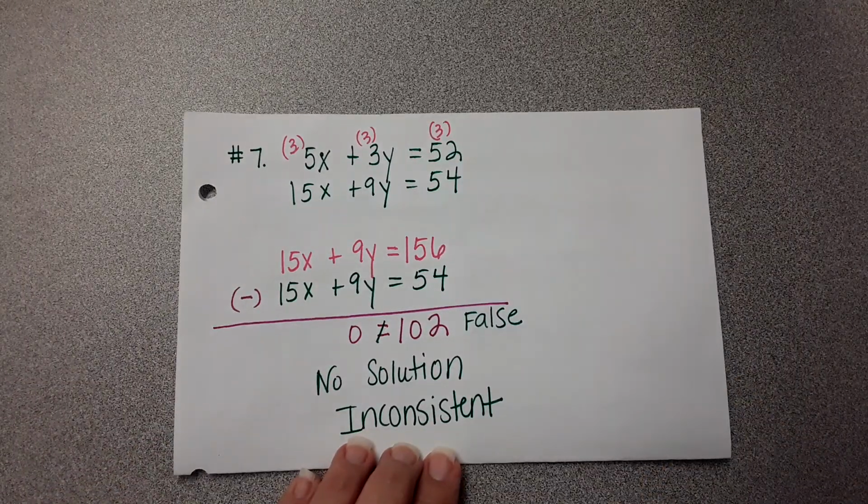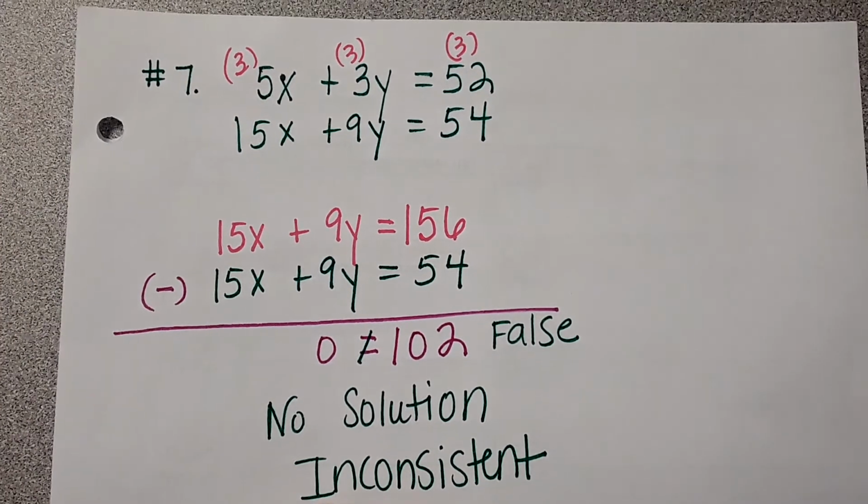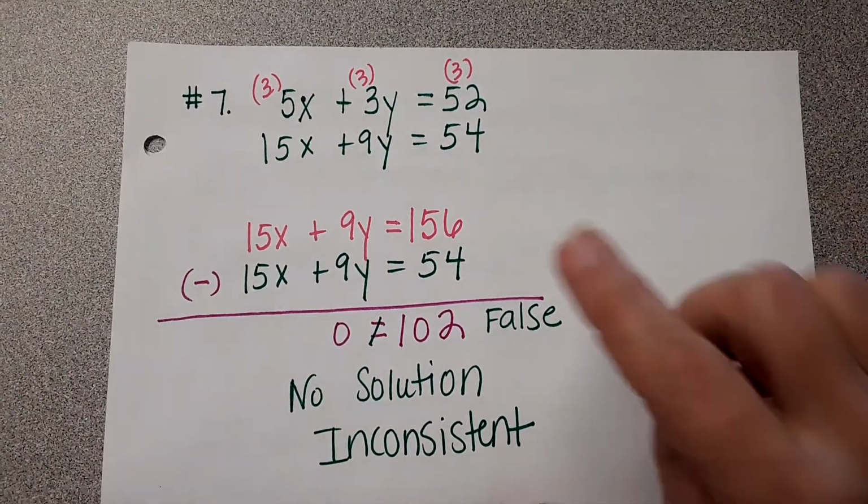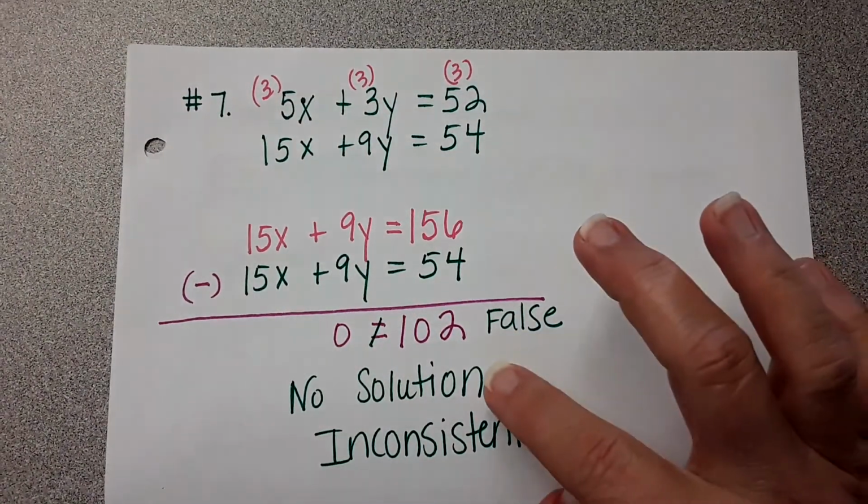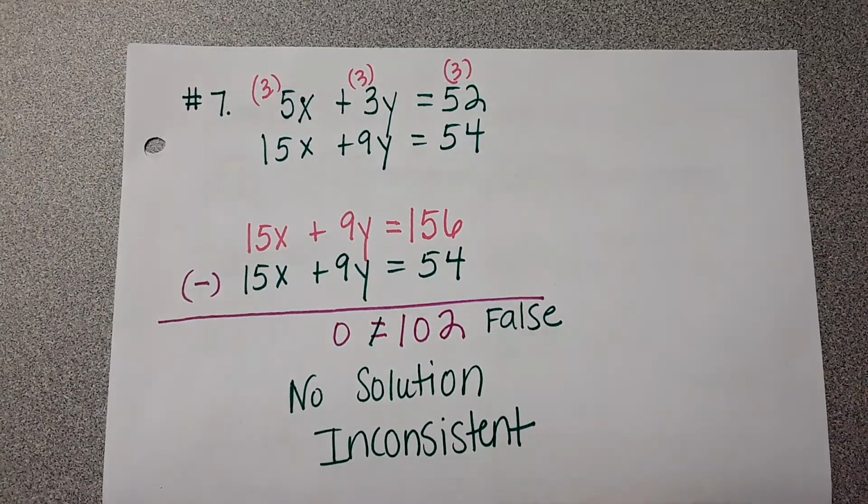Hi guys, so apparently I never uploaded number 8, so I just want to make sure that you got number 7. So there's number 7. Again, this is not a true statement, that's why it's no solution and inconsistent. So now what we need to do is we're going to do number 8.